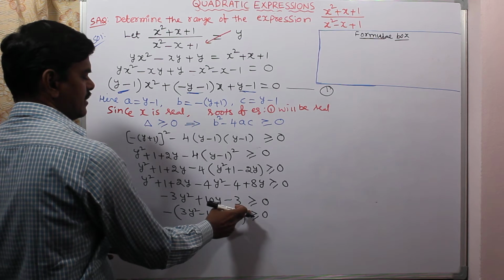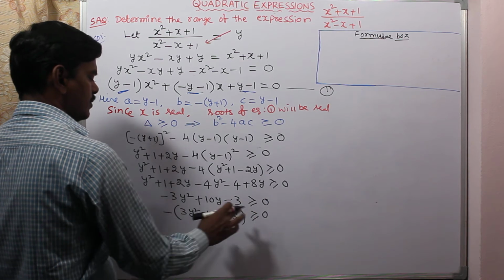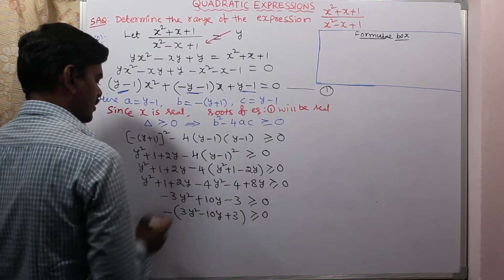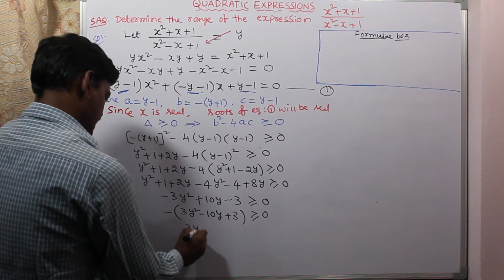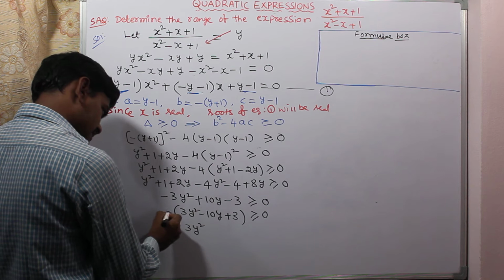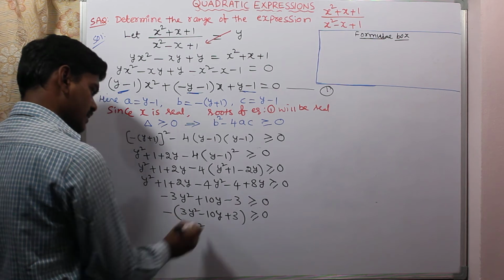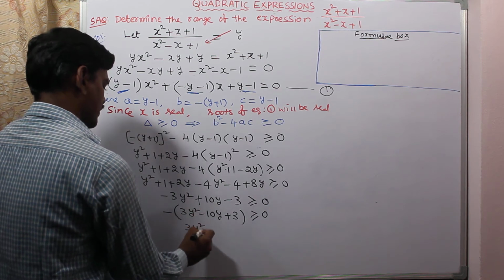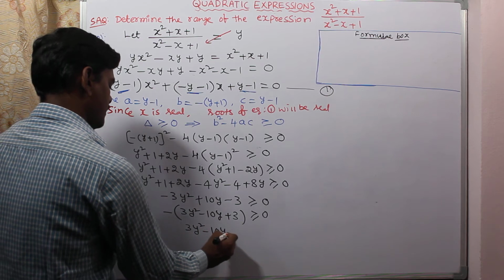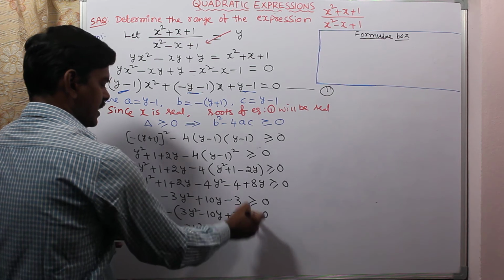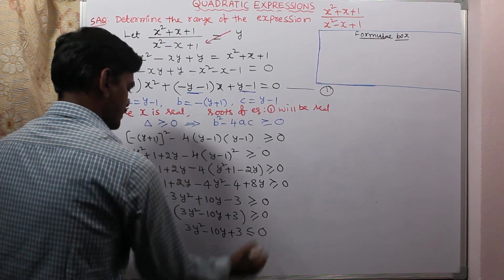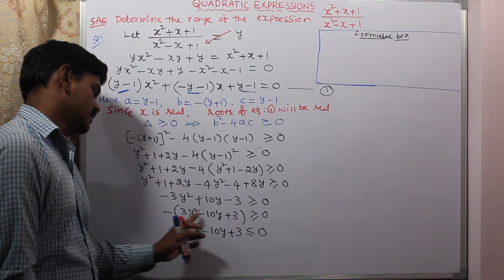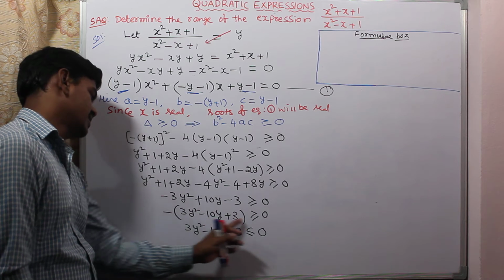Sign change here, greater than or equals to, so it becomes less than or equals to symbol. On multiplying both sides by minus, we lose this minus. So we are left with 3y square minus 10y plus 3, and the greater than or equals to symbol changes to less than or equals to 0. Now this is a quadratic inequation.